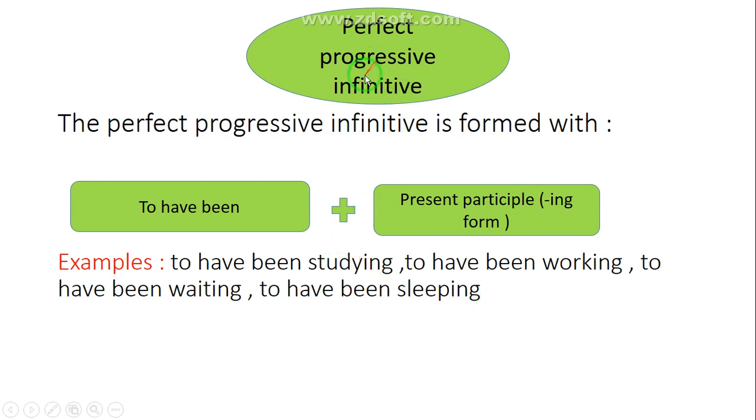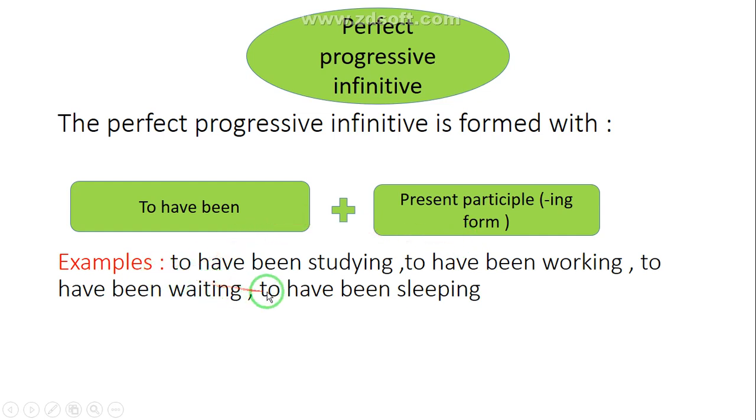The next one is perfect progressive infinitive. The perfect progressive infinitive is formed with to have been plus present participle, the -ing form.